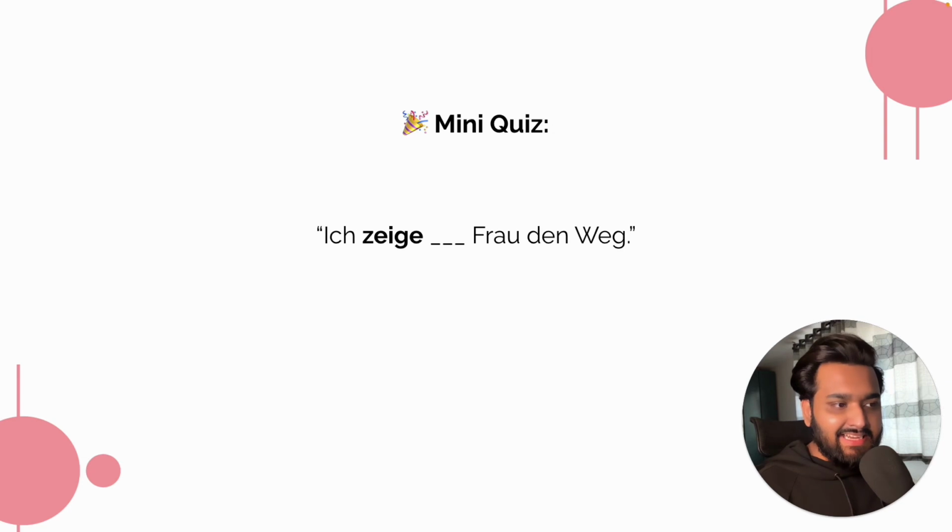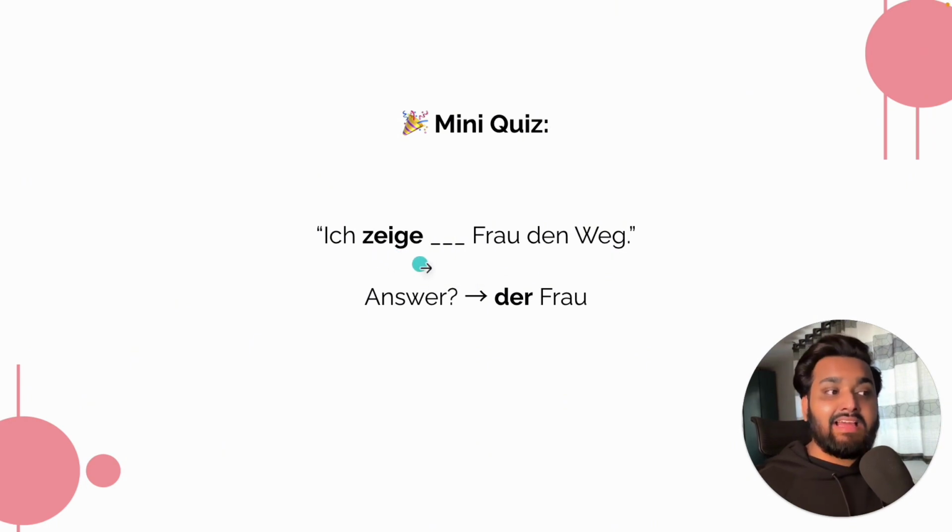Ich zeige dash, fahr den Weg. Ich zeige, then we have the blank and fahr den Weg. Can you fill the blank? Here's a hint for you. Frau has the article die, and zeigen is a dative verb. So how do you transform die in dative cases? You say der Frau. Okay, der Frau. So in this case we don't say ich zeige die Frau den Weg, we say ich zeige der Frau den Weg.